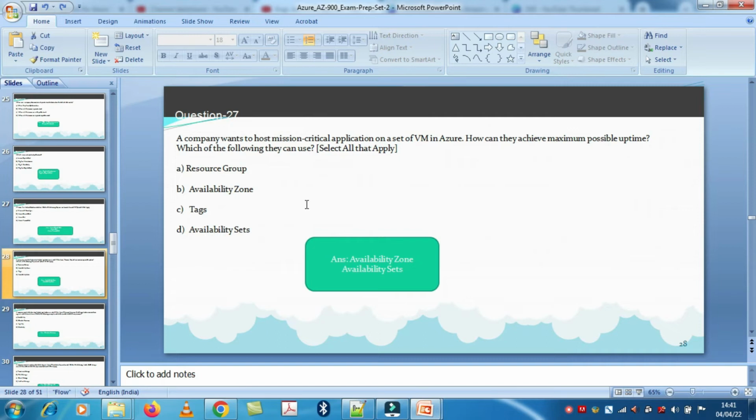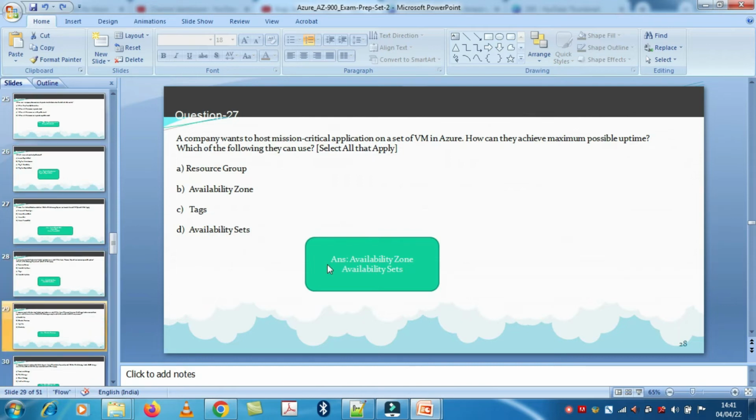in that case, you need to do two things. One is availability set. I told you, right, what an availability set is. That is for all unplanned maintenance. And there is something called availability zones. You need to configure both of these. By using these two only, you can make sure your VMs get maximum uptime.